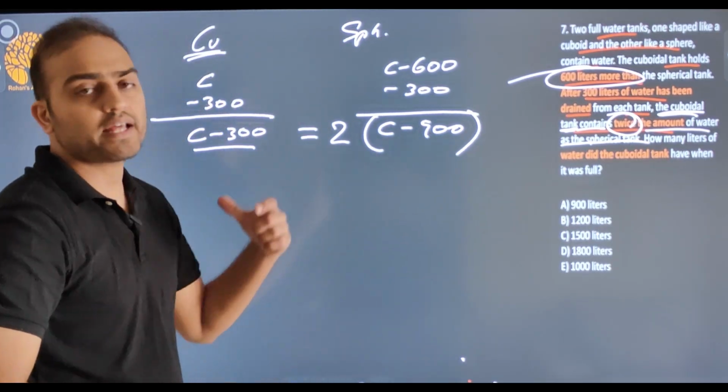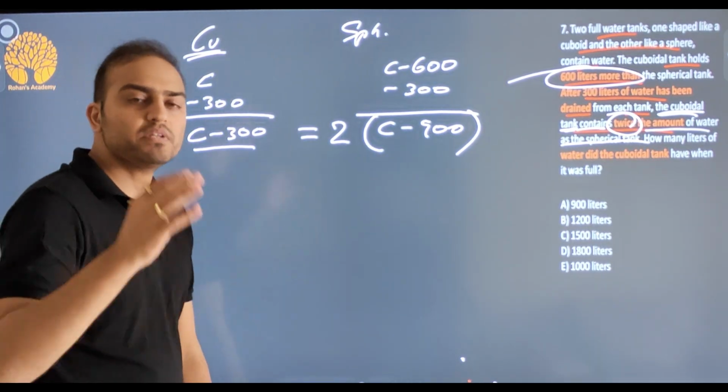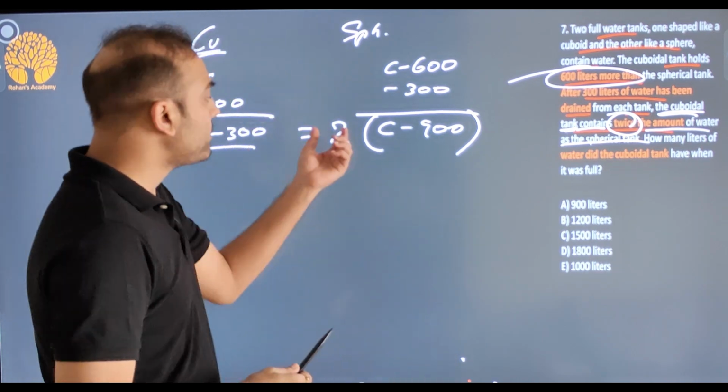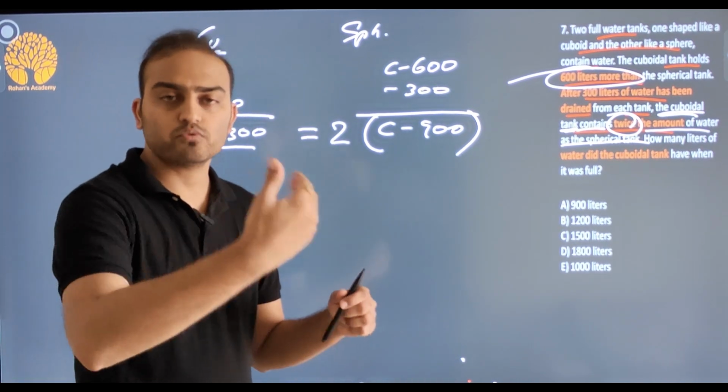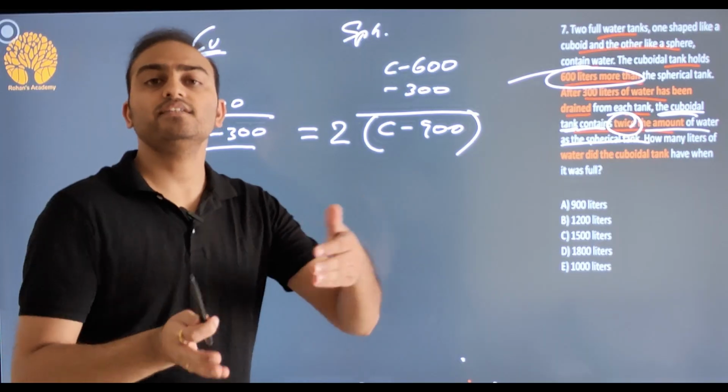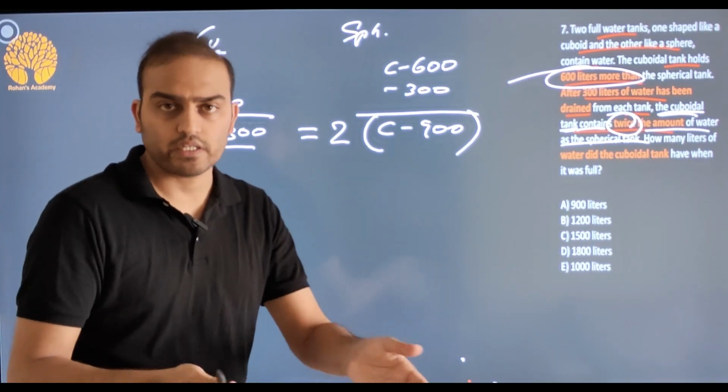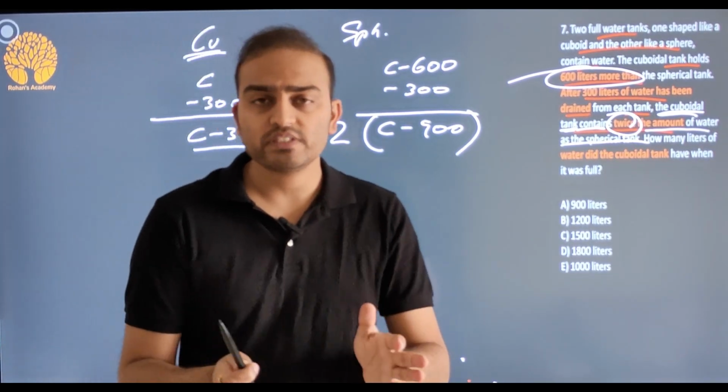Amount of water in spherical tank is this. Again, a common mistake a lot of us make. Where to multiply this two? When I say cuboidal tank is twice of spherical tank, is it C is equal to 2S or S is equal to 2C? That is one place where we make a lot of mistakes.